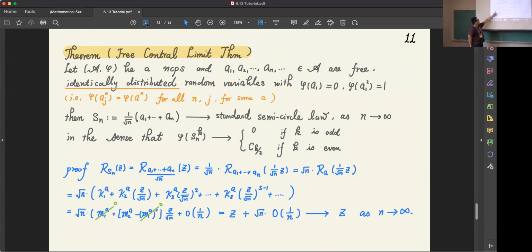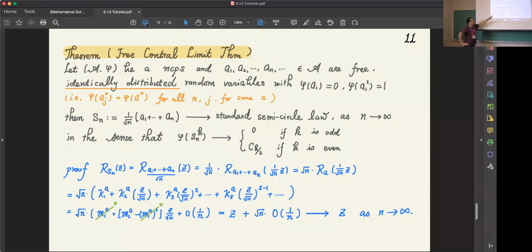Over here, kappa 1 is nothing but the first moment. But the first moment, by our assumption, is 0, so this kappa 1 is 0. How about kappa 2? Kappa 2 is a variance, so it's the second moment minus the first moment squared. This one is 0 again, so this one we know is 1. The second moment is 1. And how about the remaining terms?